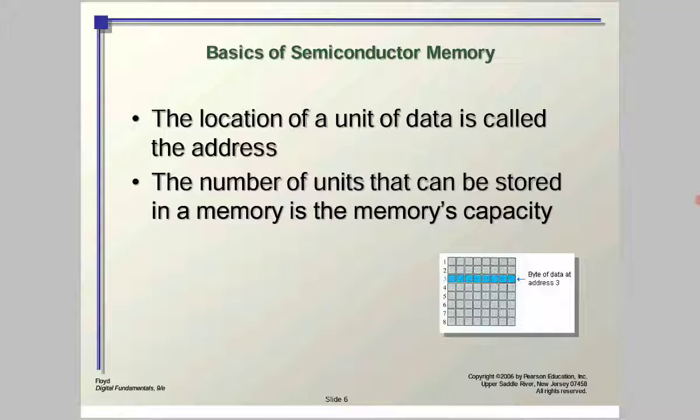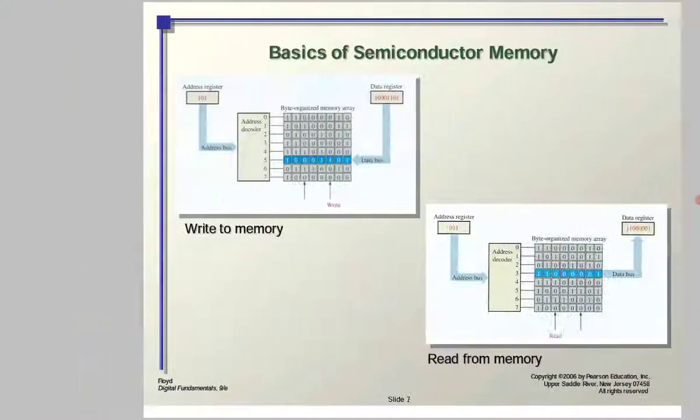The number of units that can be stored in a memory is the memory capacity. Every memory has a unique memory address. By using this address, we can access the contents inside the internal memory. The memory capacity is represented by the number of cells used to build it.